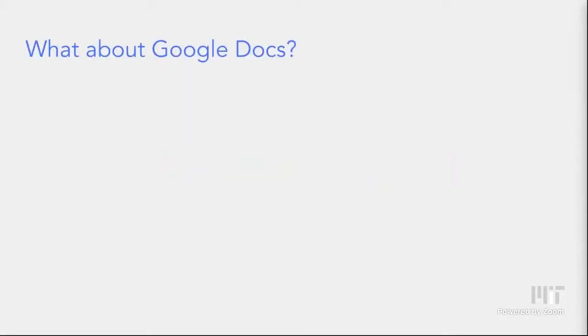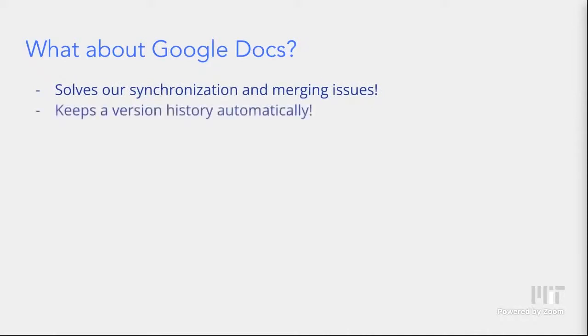how do we solve these problems? What if we use a familiar system like Google Docs? It sounds like it could be pretty good for this, right? It takes care of the synchronization and merging issues. If you've used Google Docs, you know that it basically does these things. It keeps the version history. You can always undo, redo, go and look at the edit history.